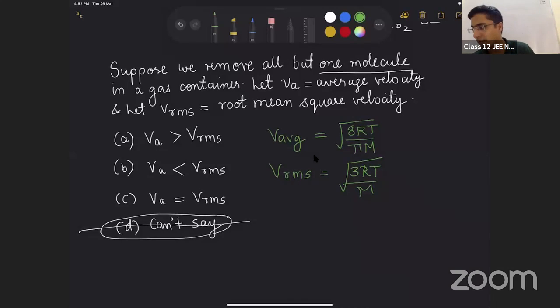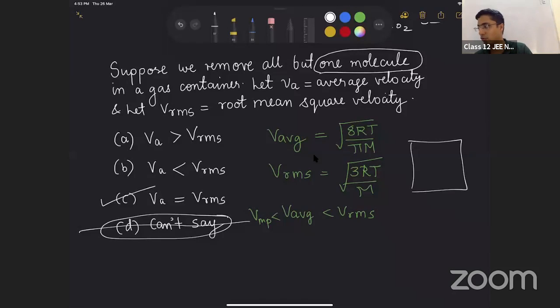And you must have seen some graph which says that V most probable is less than V average, less than V RMS. That's why most of you are clicking B. Let me tell you the correct answer in this case is C. V average is VRMS. Why? Now here, if you look at the question, I've told you that there is only one molecule, correct? Now, if a box has only one molecule, it has a velocity V.